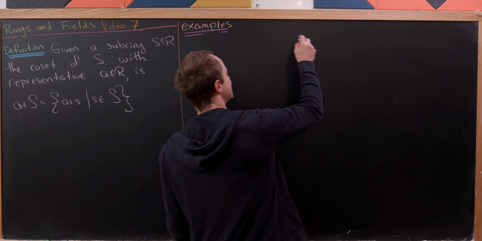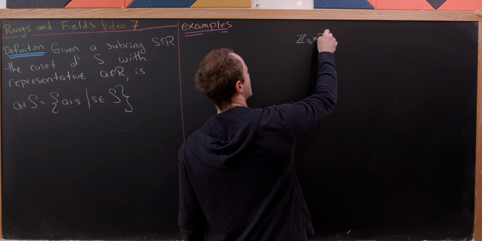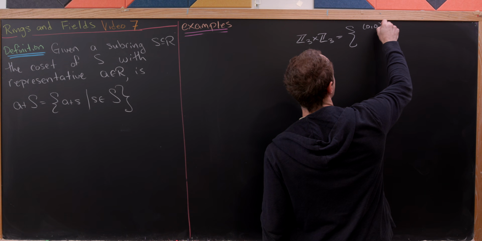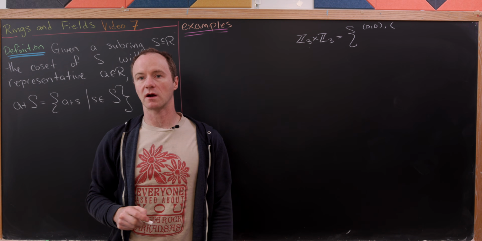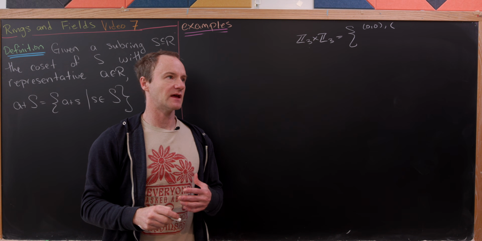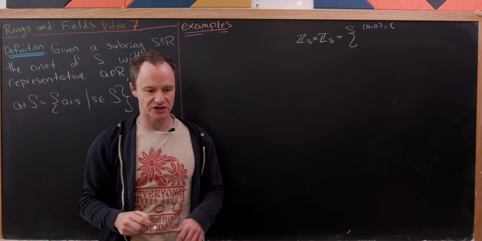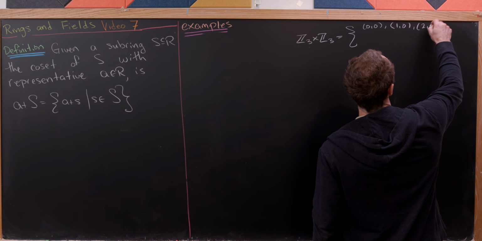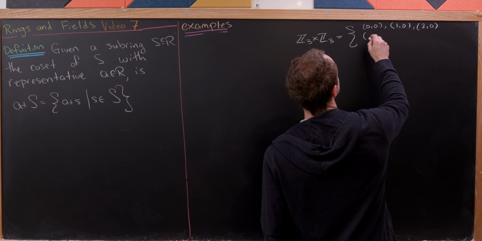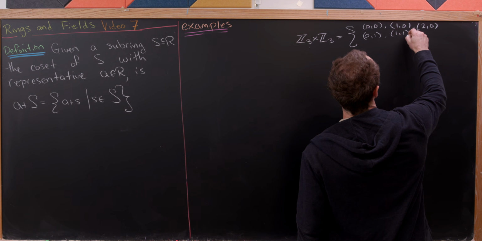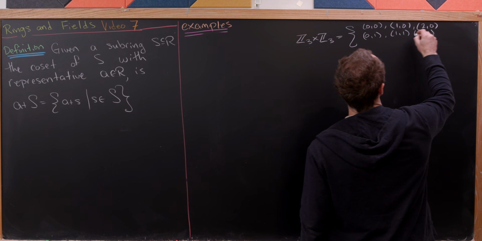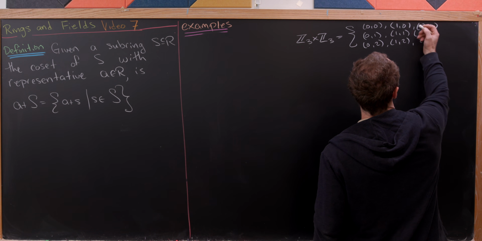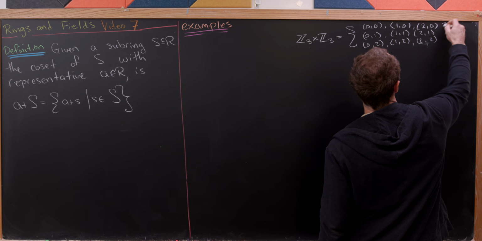Let's say the next ring that we're going to look at is Z3 cross Z3. So this is a 9-element ring, and the 9 elements are simply ordered pairs where each of the entries comes from Z3. And then the addition as well as the multiplication is done component-wise. So we've got (0,0), (1,0), (2,0), (0,1), (1,1), (2,1), and then finally (0,2), (1,2), and (2,2). So those are our 9 elements of this ring.